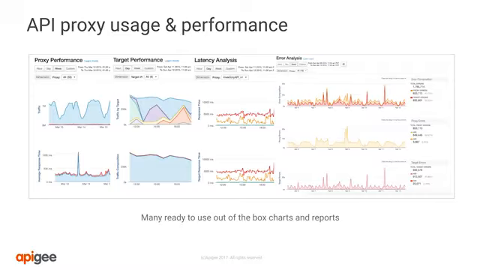The out-of-the-box charts also reduce downtime. You can quickly identify potential bottlenecks with target endpoints based on the observed API performance and usage trends. Using this information, you can make changes to your target endpoints and avoid potential downtime.